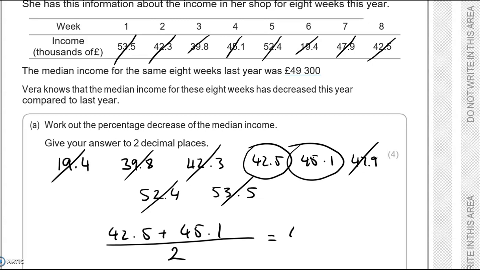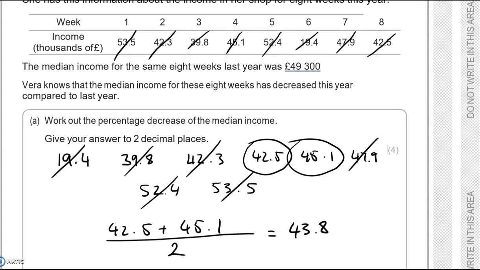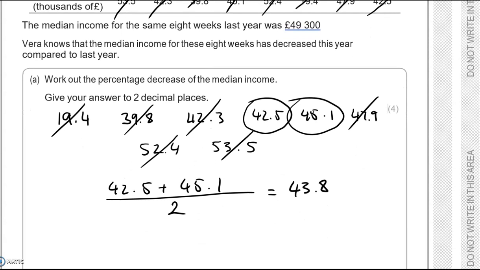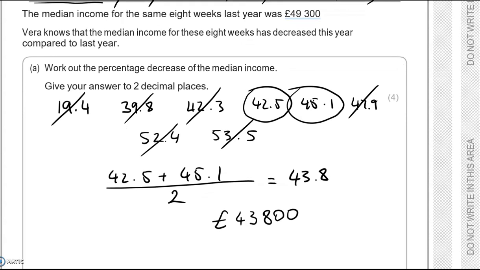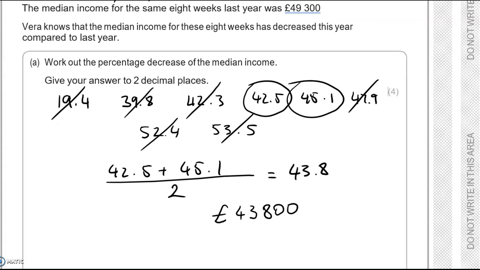And this gives us 43.8. So that's the median. That is thousands of pounds. So this is going to be £43,800. In the previous year, that was 49,300. So we're going to work out the difference.